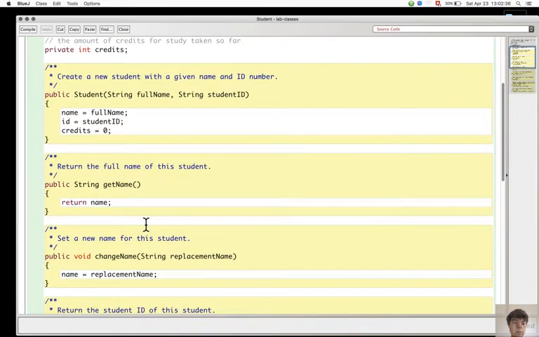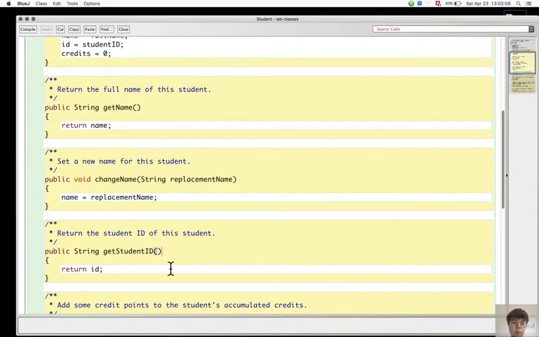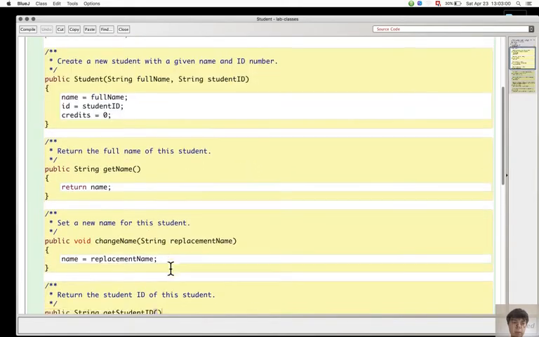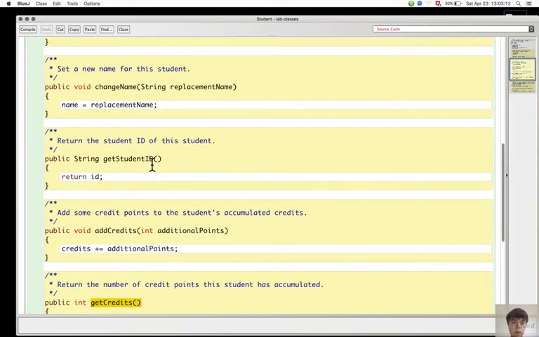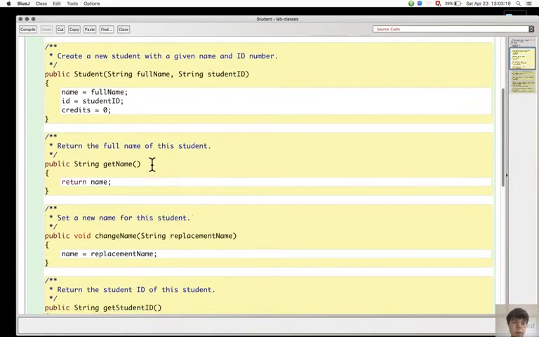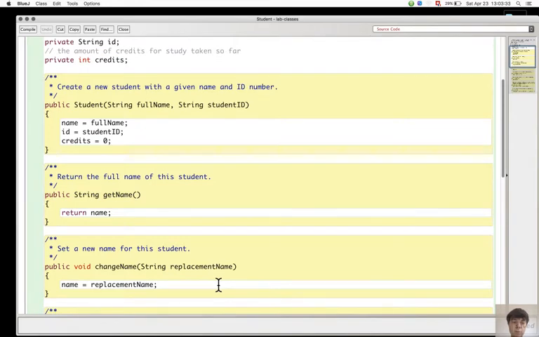And then, looking at the methods, name and ID have accessor methods, get name and get student ID. And there is also get credit. So all of them have accessor methods. But only name and credits have mutator methods. There isn't a mutator method for ID.